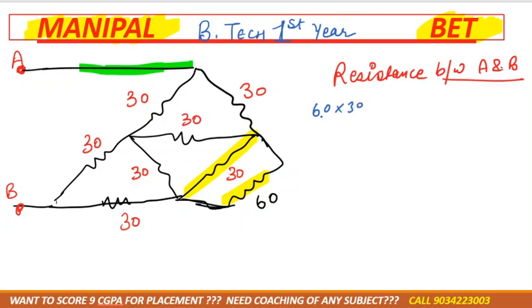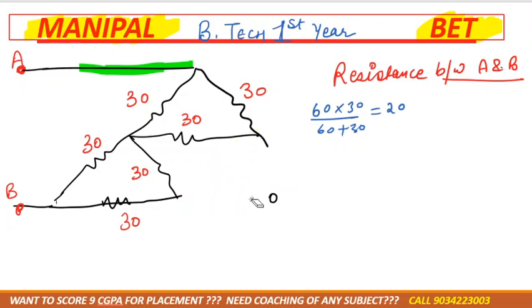60 into 30 by 60 plus 30, that is 20. So again I am deleting it. It will become a simple 20 ohm, right? Now tell me, any doubt up to here? Okay. Now as you can see, this is delta. Delta or not?